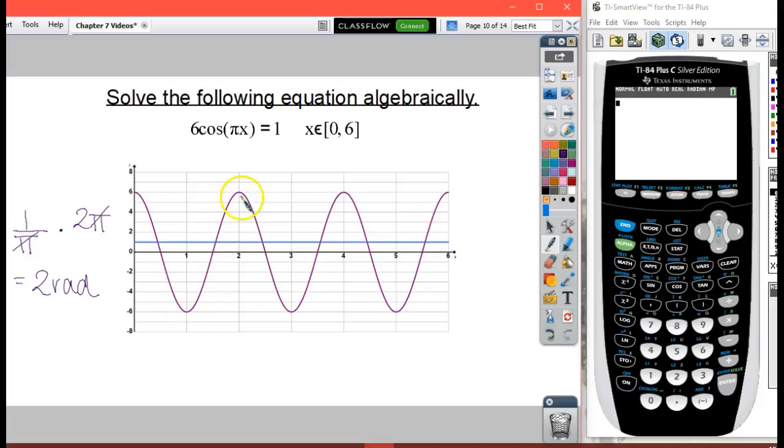So now that we've looked at our new adjustments for this equation, I can see the amplitude is 6, and I'm looking for where this equals a positive 1. For all the answers between 0 and 6, I have 1, 2, 3 answers where the function is increasing, and 1, 2, 3 answers where the function's decreasing. So I'm looking for 6 answers.